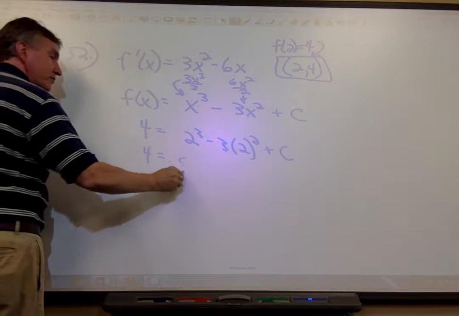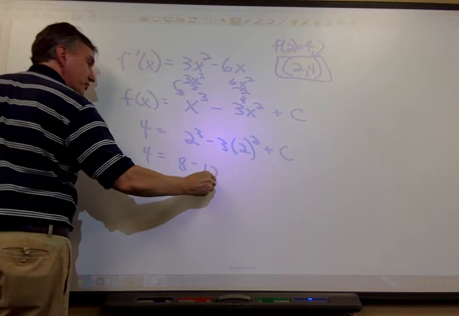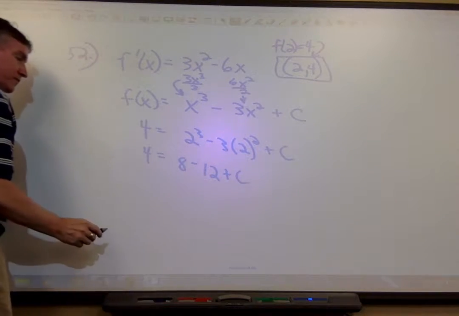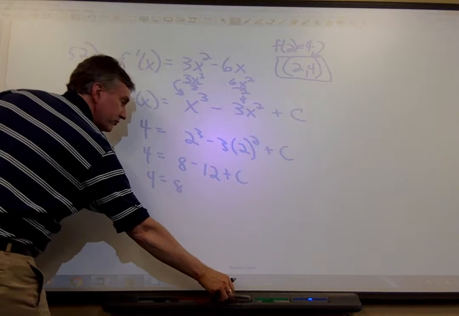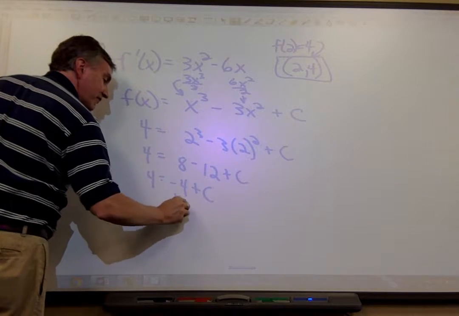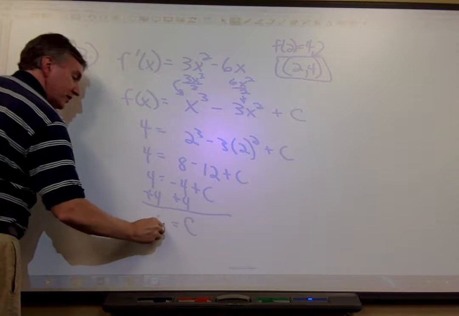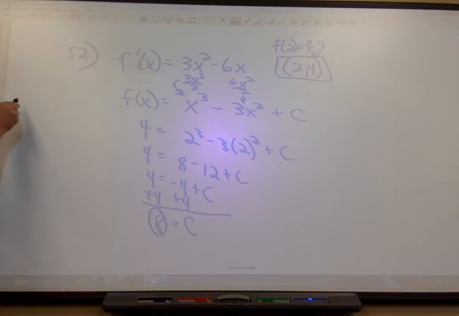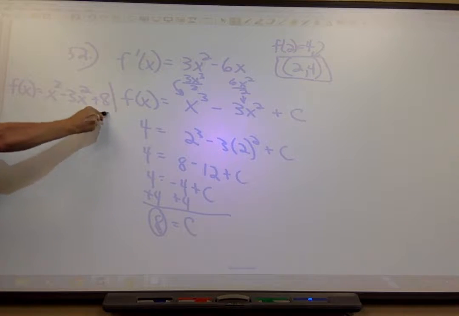4 equals 8, minus 12 plus c. 4 equals negative 4 plus c. You're right. If I add 4 to both sides, c equals 8. So tell me what f of x is. x cubed minus 3x squared plus 8. And that is what they want.